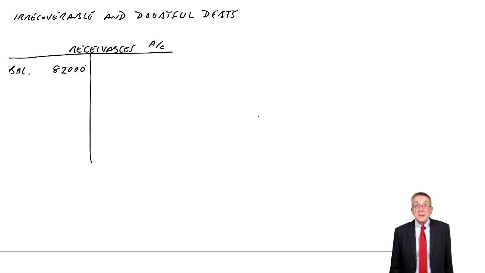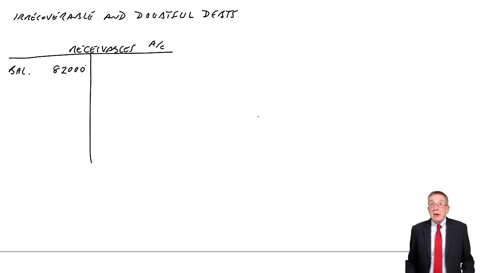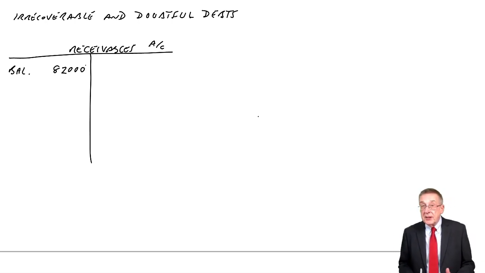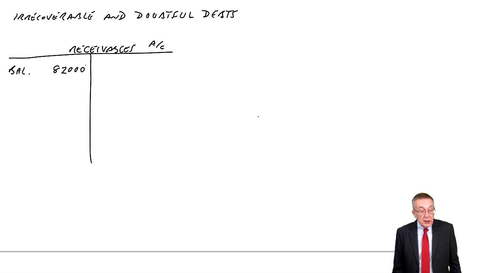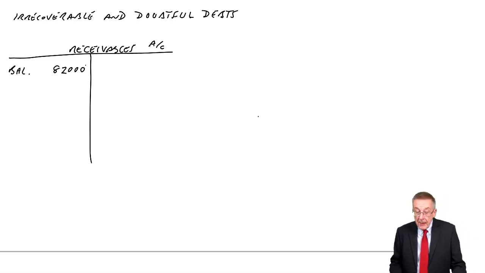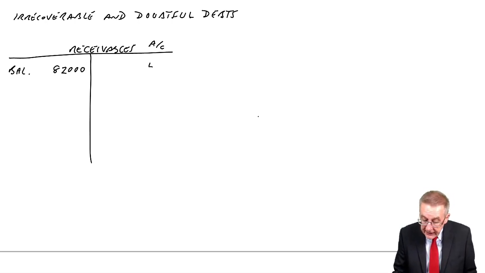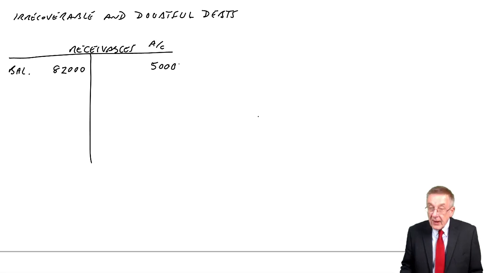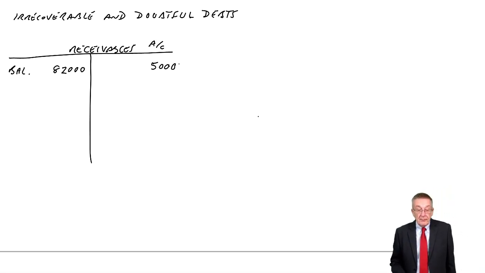Well, the first thing always, remember any irrecoverable debts, we're never going to get the money. We remove completely. And so let's look at irrecoverables. John is irrecoverable. He owes 5,000. It's included in that 82. We need to remove it. To remove it, credit receivables 5,000. And the debt has disappeared.